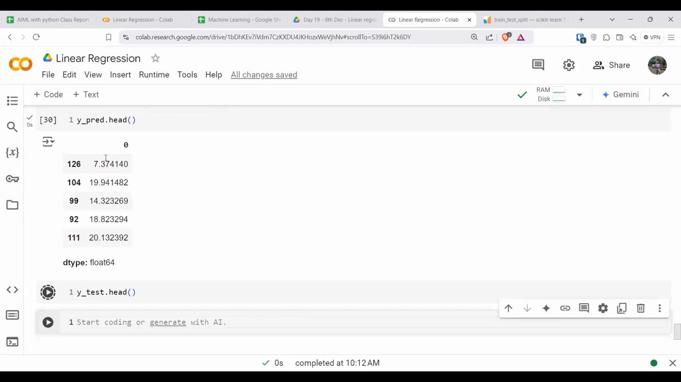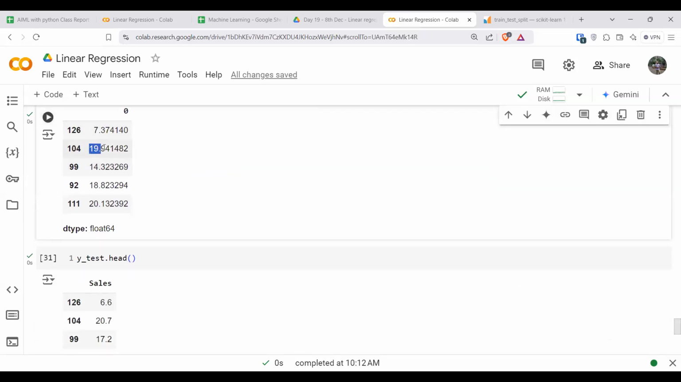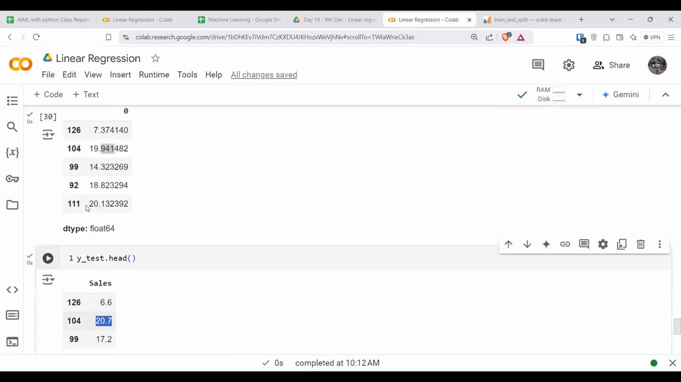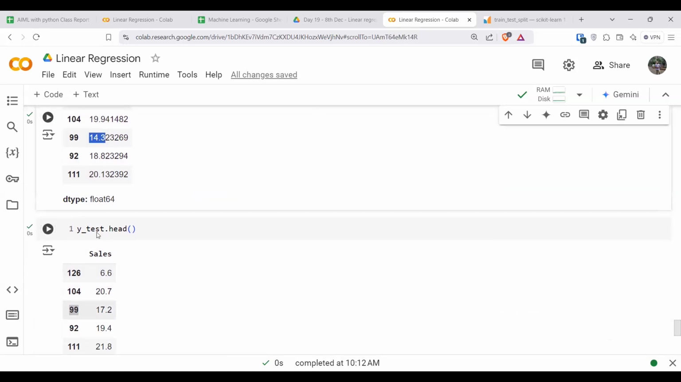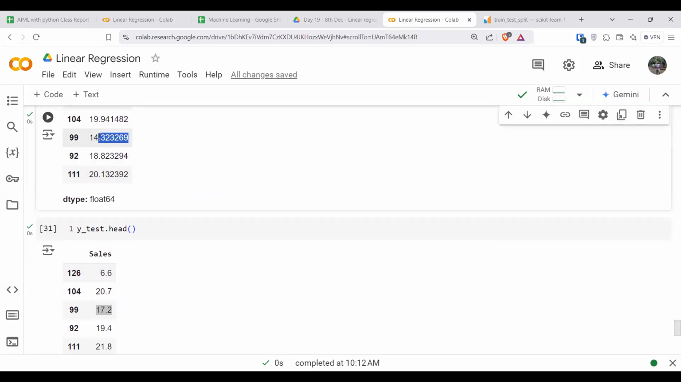So first it was 6.6, and the model has predicted 7.37. Second, it is 19.94, and the model has predicted 20.7. Third data point, it is 14.32, but the model has predicted 17.2, right?